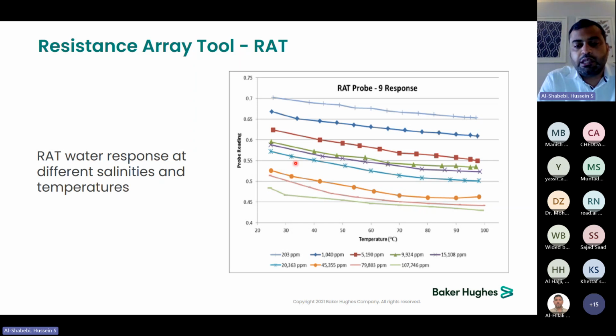As the salinity decreases, the dynamic range between the hydrocarbon and the water is getting less. But still, up to 203, which is very fresh water, the tool can differentiate between the water and the hydrocarbon. The maximum reading over here for water, we can see, is 0.7.